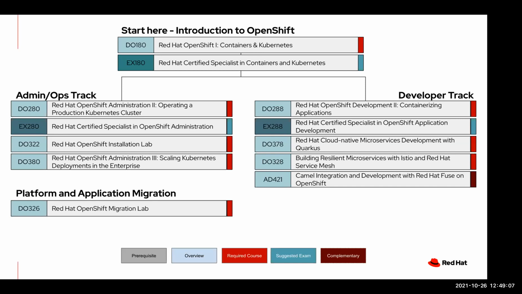Now, for those of you that may be interested in more of a self-managed OpenShift side, we do offer obviously that administration operations track around operating a production Kubernetes cluster. That's really your day 0, day 1 operations. The OpenShift Administration 3 core, scaling Kubernetes deployments in the enterprise, that's more your day 2 operations.